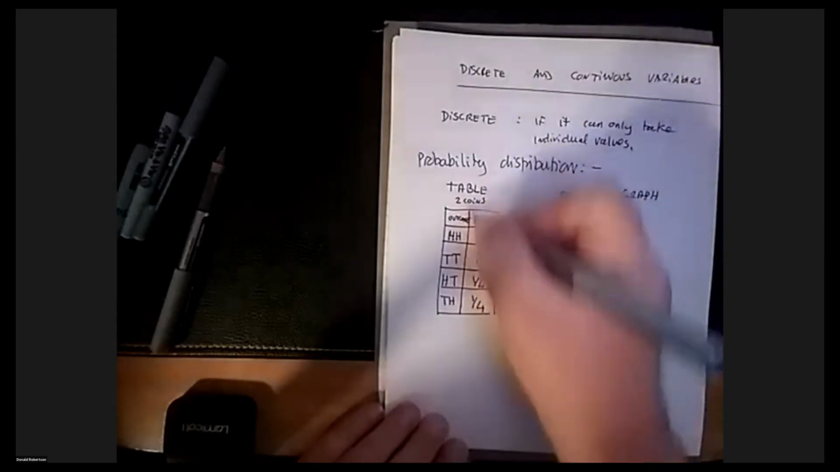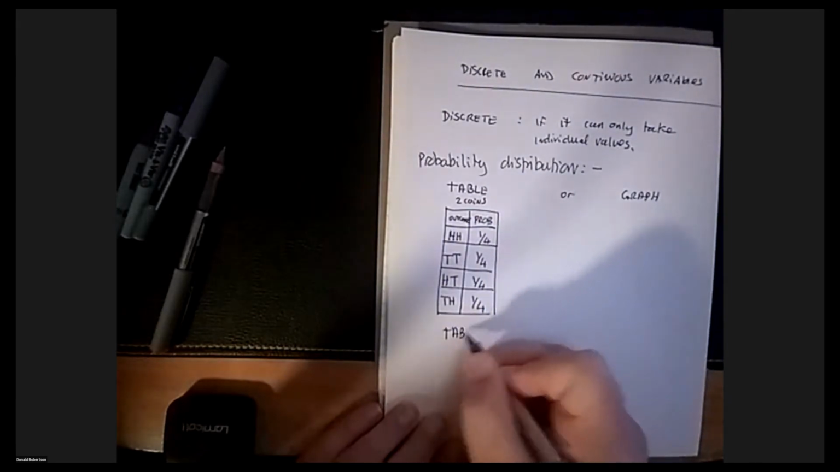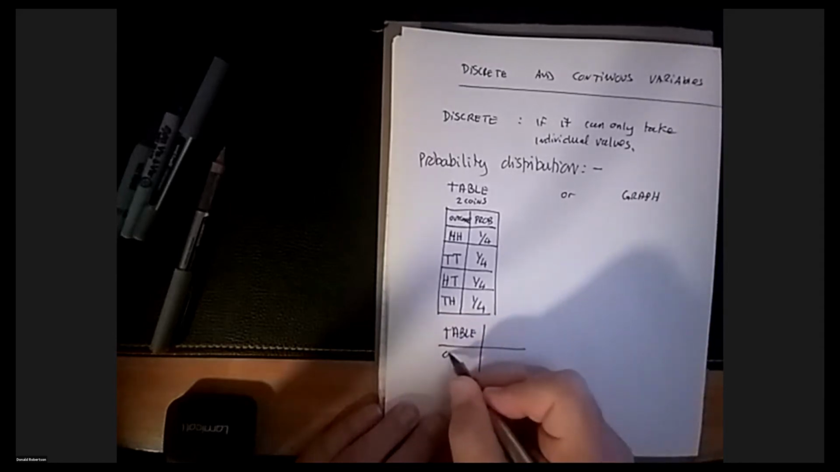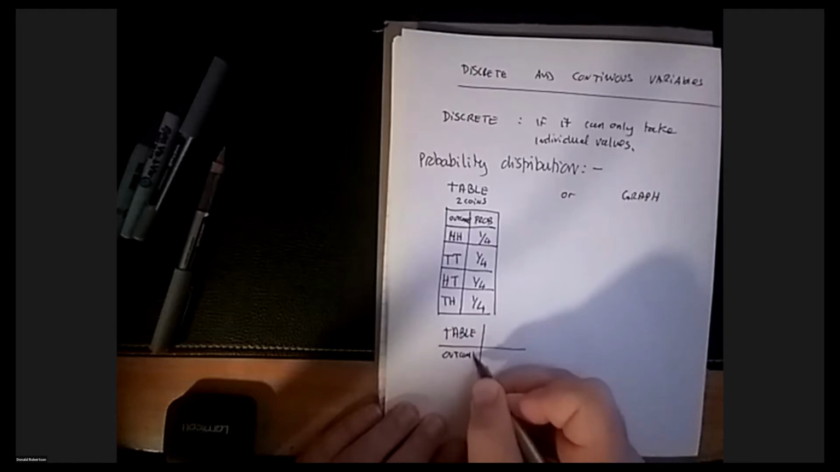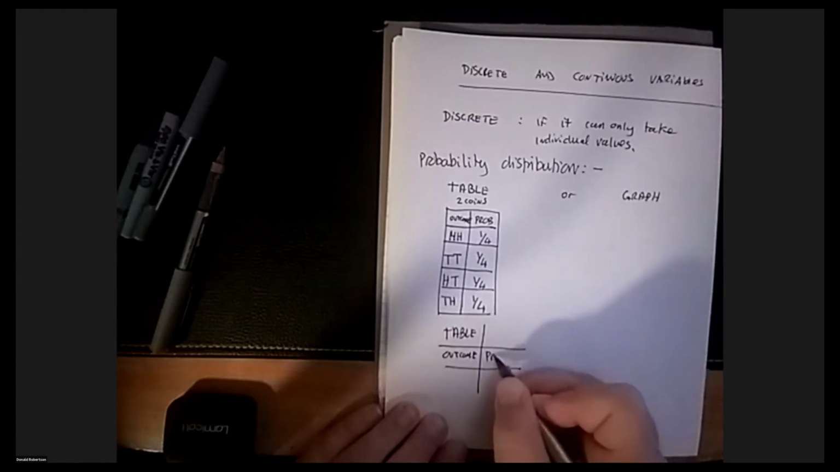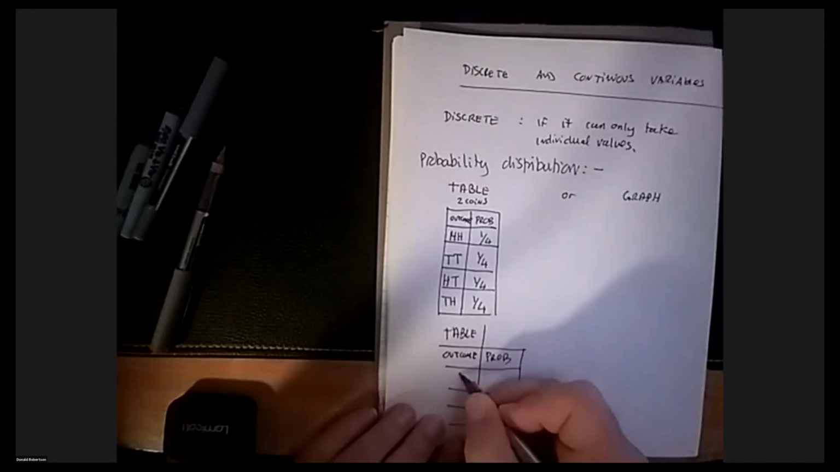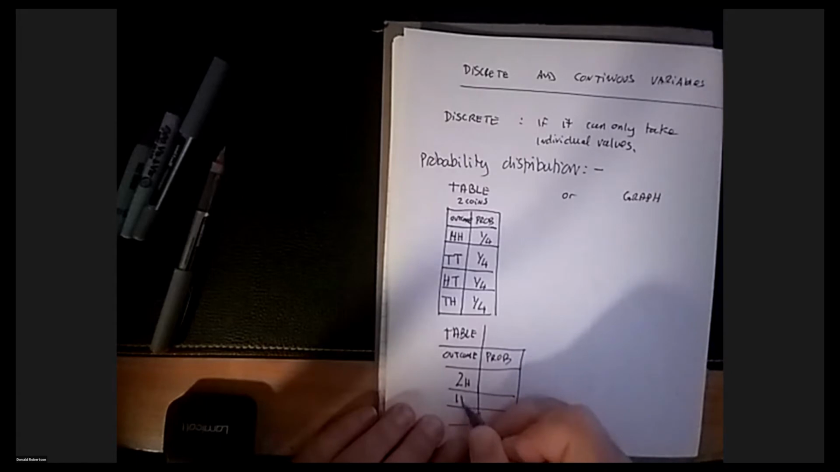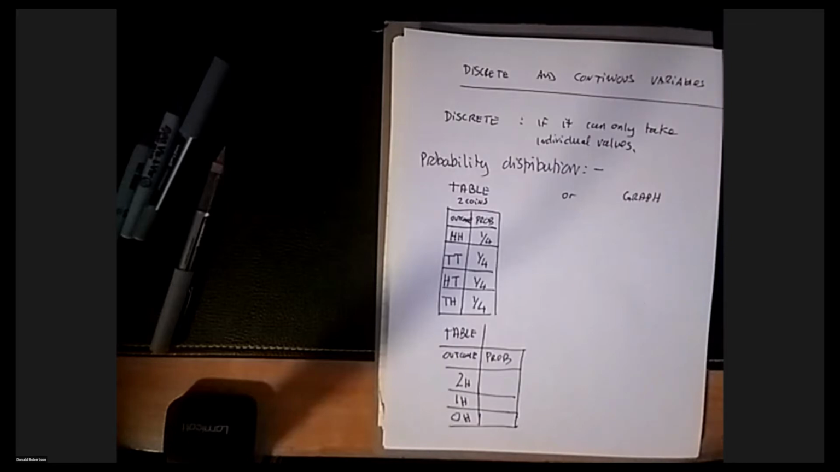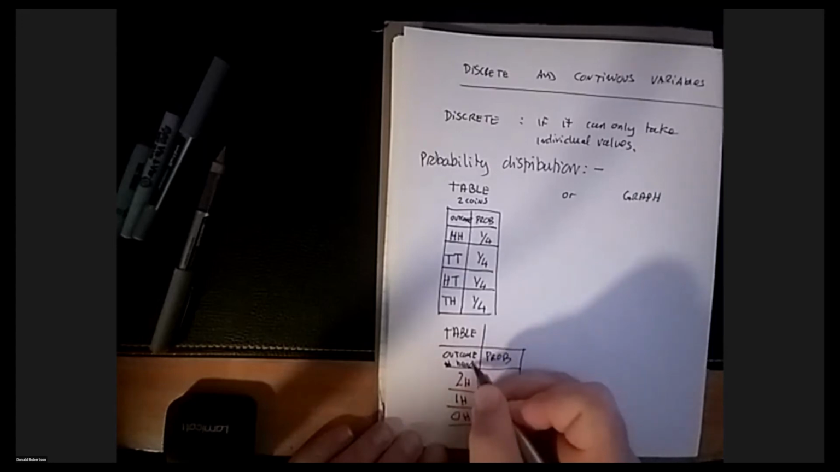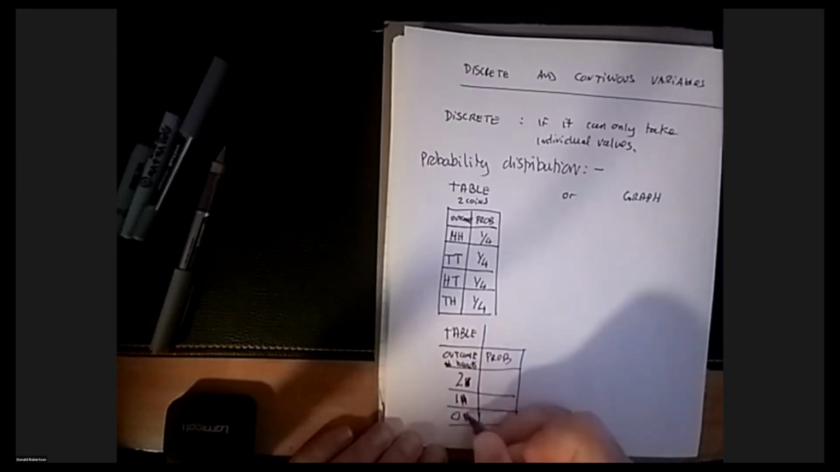Now, you can also create a table with this data in a slightly different version. You can have outcome and probability, and you can have 2 heads, 1 head, and 0 heads. In fact, they probably wouldn't even put the H there. They'd probably just say outcome, number of heads, and just leave that as a 2, a 1, and a 0.